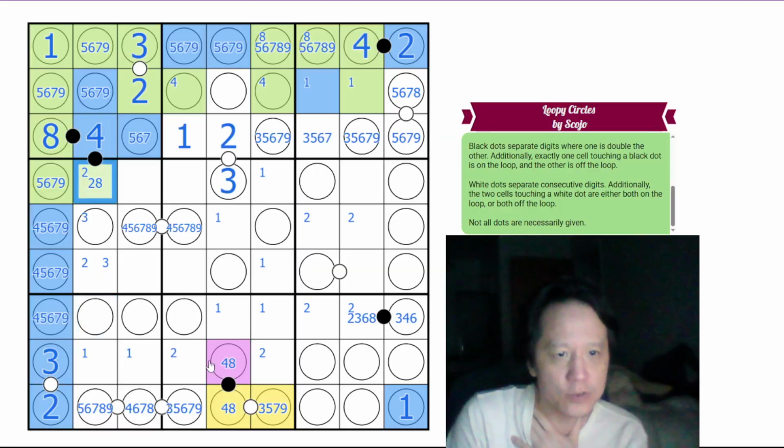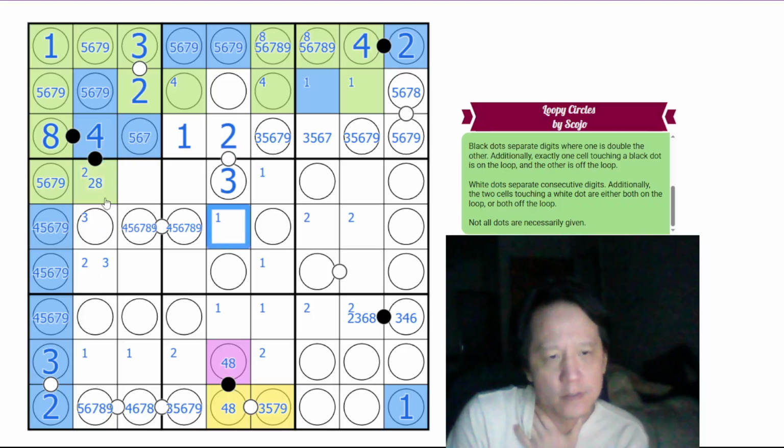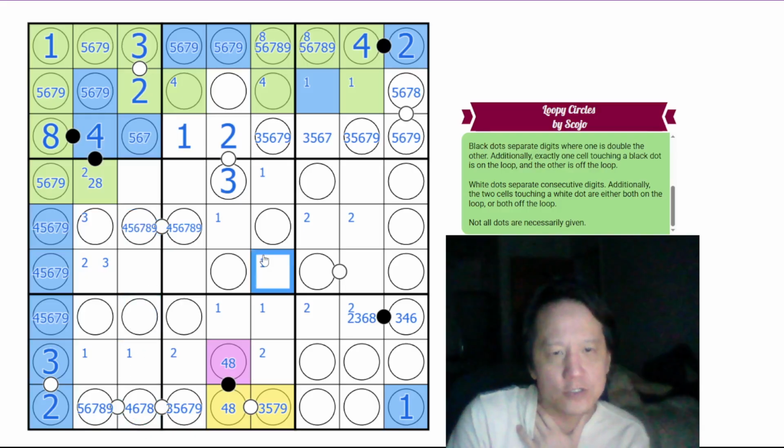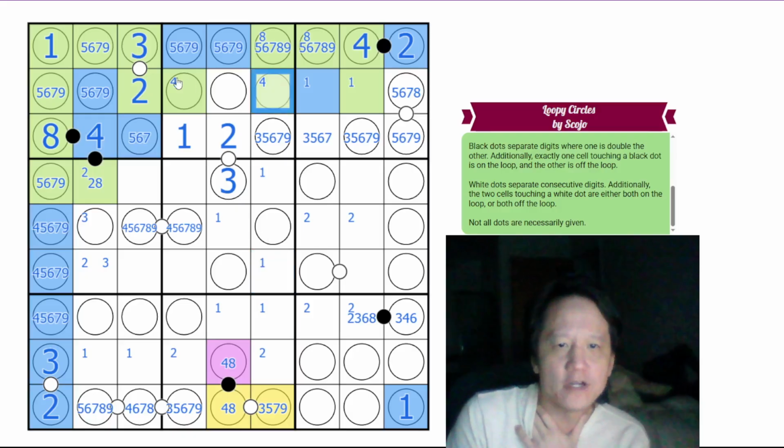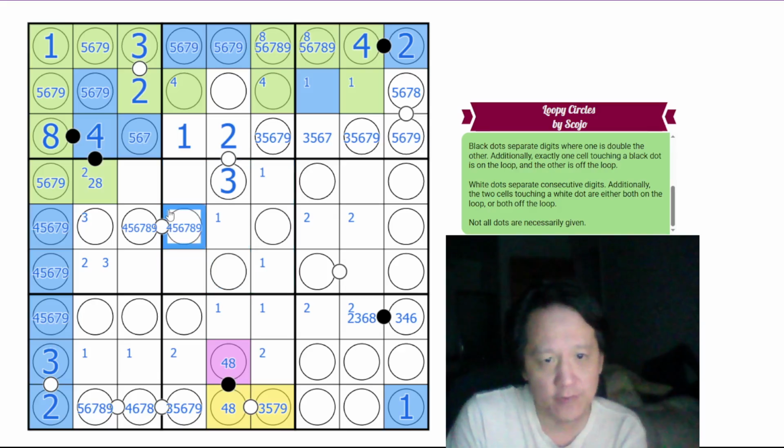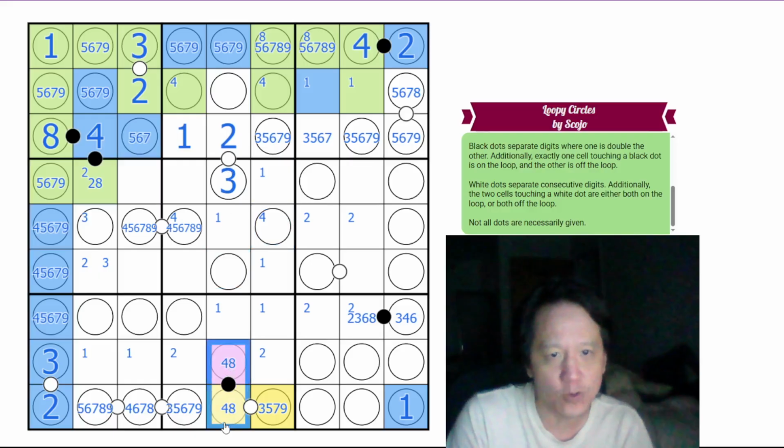So this is 2 or 8. That's fine. 4 is one of those 3. We're not sure which. 4 has to be in circles now. So it's one of those. Oh. Where is 4 in box 5? It has to be one of these 2 digits then, because it can't be here because of the 4-8 pair in the column.